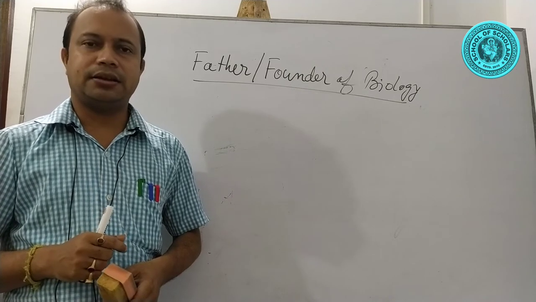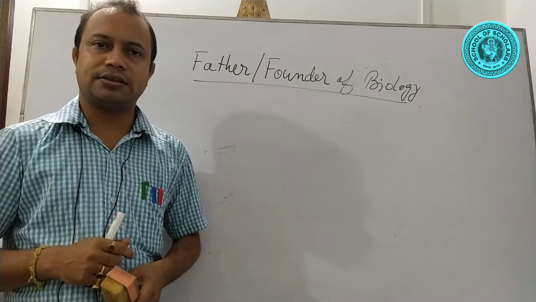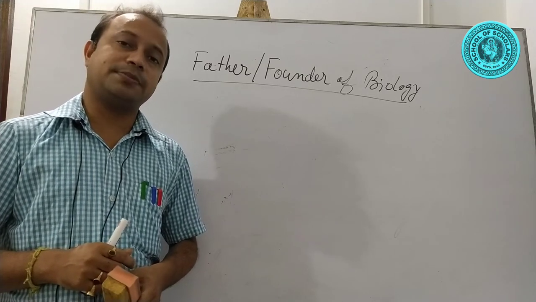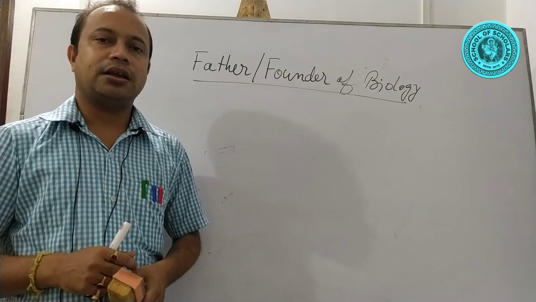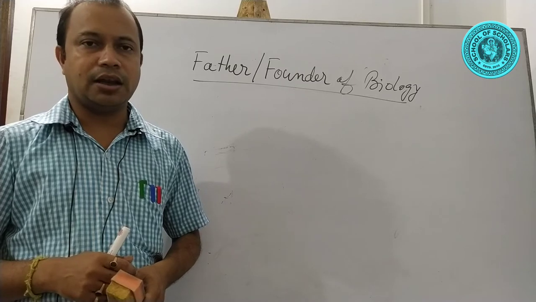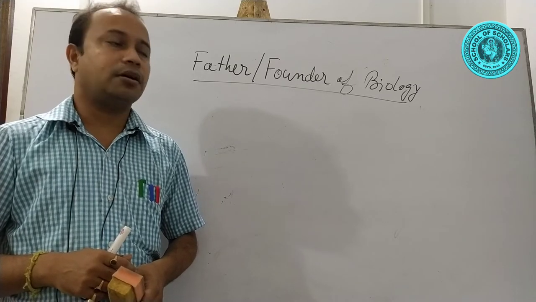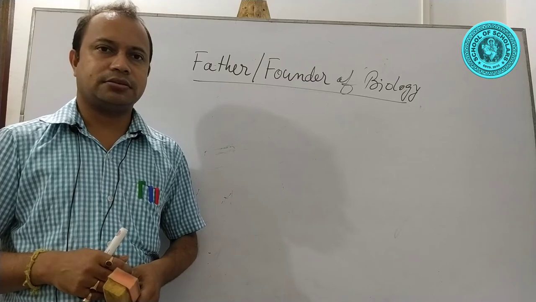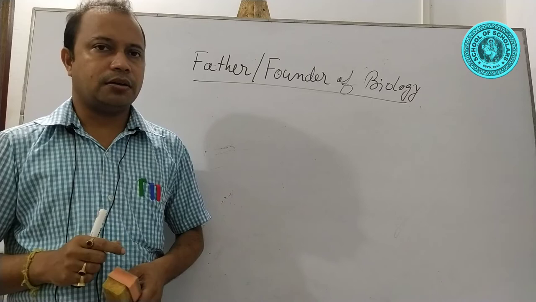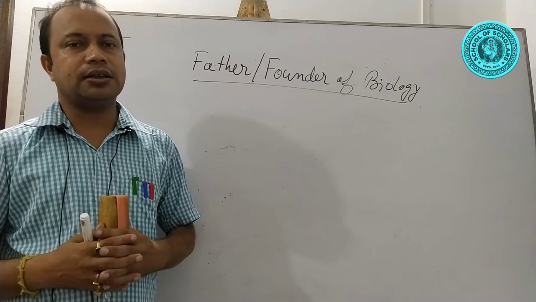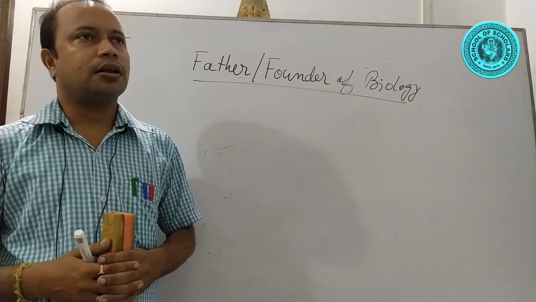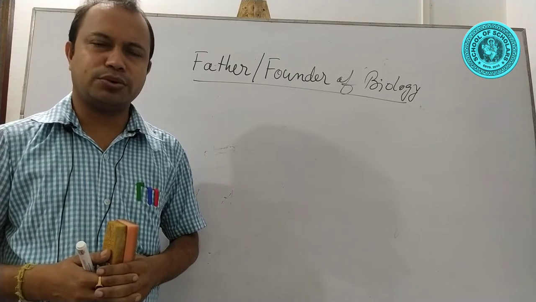If you see, Mendel was regarded as the father of genetics, and T.H. Morgan as the father of experimental genetics, Gerard as the father of human genetics, and Bateson as the father of modern genetics. If you see the evolution, De Vries is regarded as the father of mutation, and Darwin as the father of evolution.